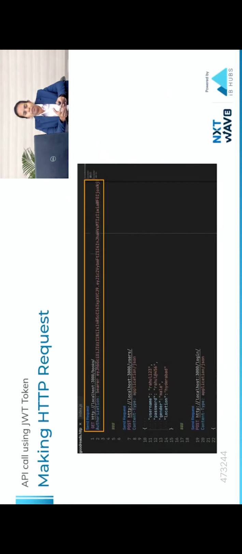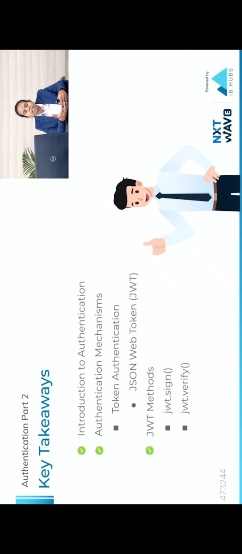In today's session, we have seen about authentication. We have seen about the various mechanisms related to that, one of which is token authentication, which we have covered in today's session. In that we have seen about the JSON Web Token, which is a standard to create access tokens. Coming to the JWT methods, we have seen the sign method and the verify method. Using the sign method, we'll generate the access token, and using the verify method, we'll verify the JWT token.